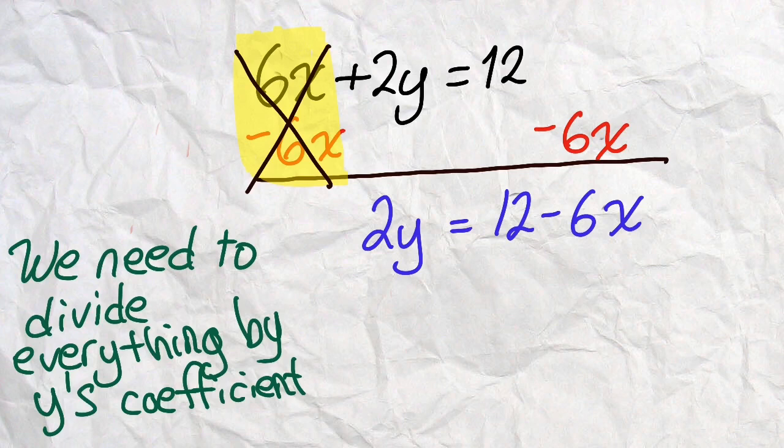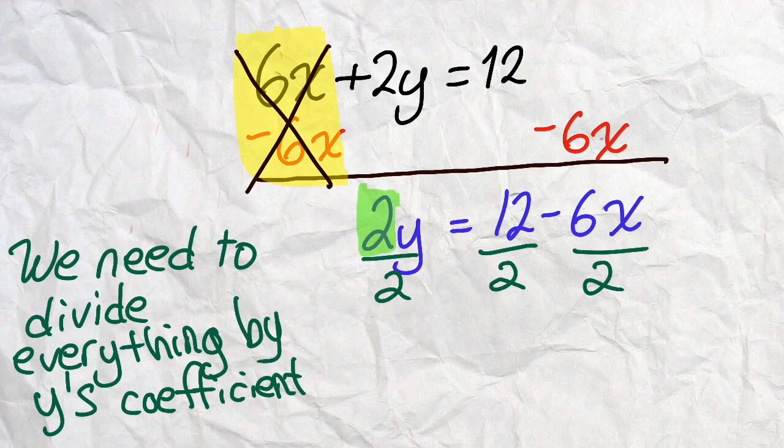From there, the next step is to divide everything by y's coefficient. Y's coefficient is the number that sits next to y. In this case, that number is 2. In order to do this step properly, you need to divide each and every term by 2. 2y is our first term, we divide that by 2. Our second term is positive 12, and we need to also divide that by 2. And the third term in this equation is negative 6x. We also need to divide that by 2.